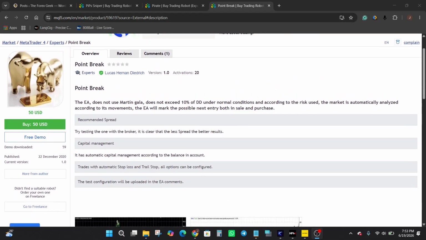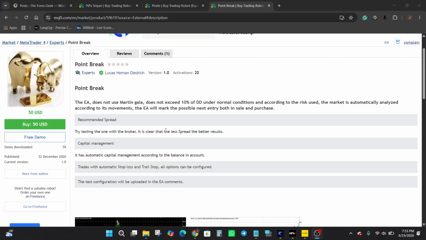Okay, moving further down the page, the developer notes that lower spreads are preferred and recommends testing the EA with your broker's conditions, since spread can have a direct impact on trading results. This is especially important when evaluating any automated strategy because execution costs can vary from broker to broker.